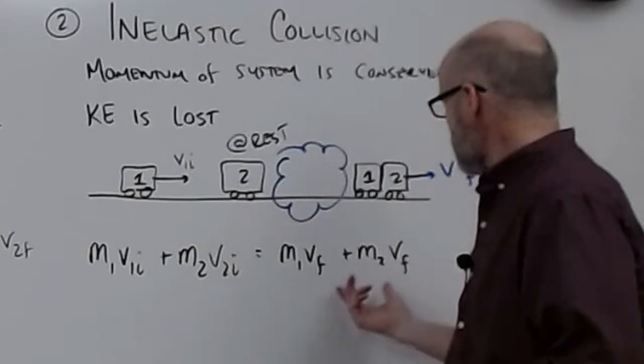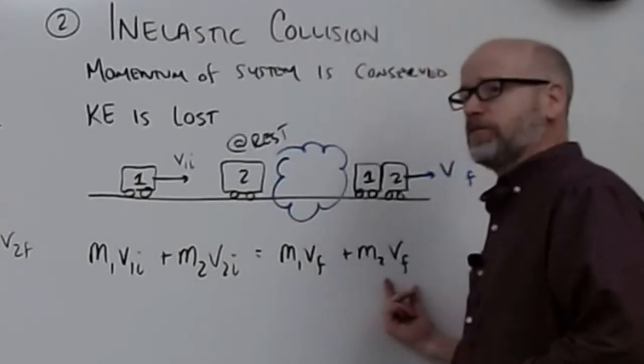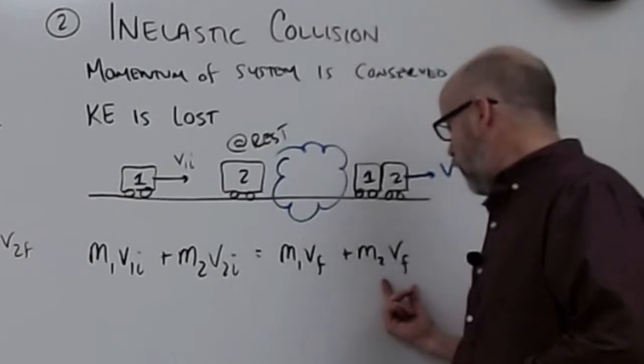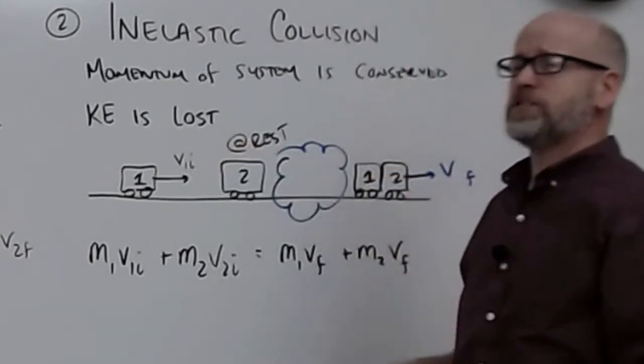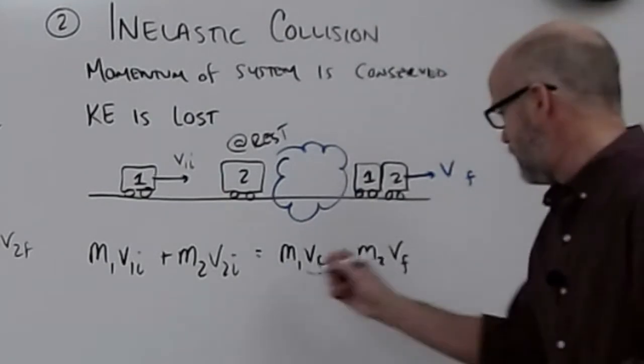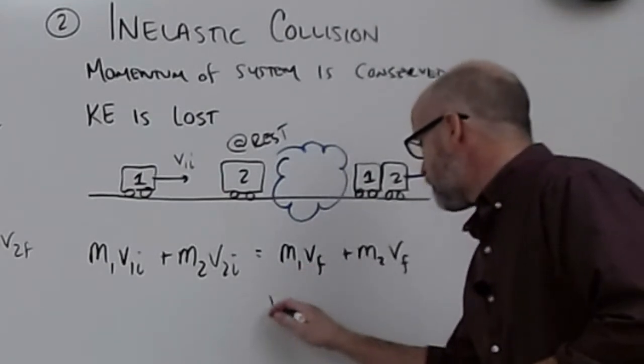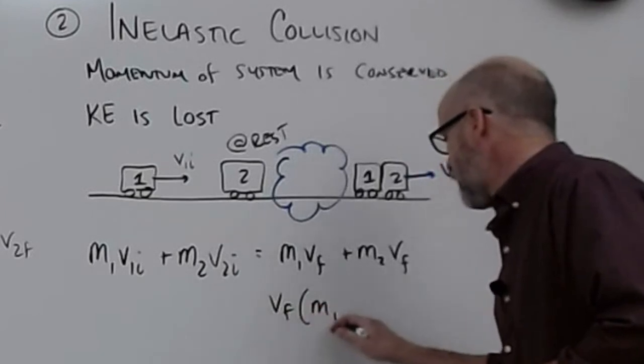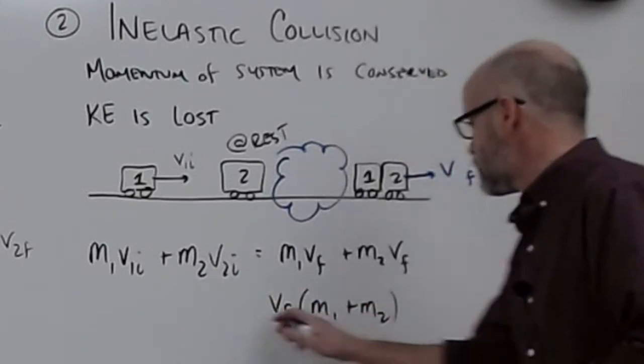Now, Hannah sees it. What can I do to those VFs right there? No, I can factor them. Don't they teach you anything in 6th grade? I can factor out the VF, and it becomes VF times M1 plus M2.